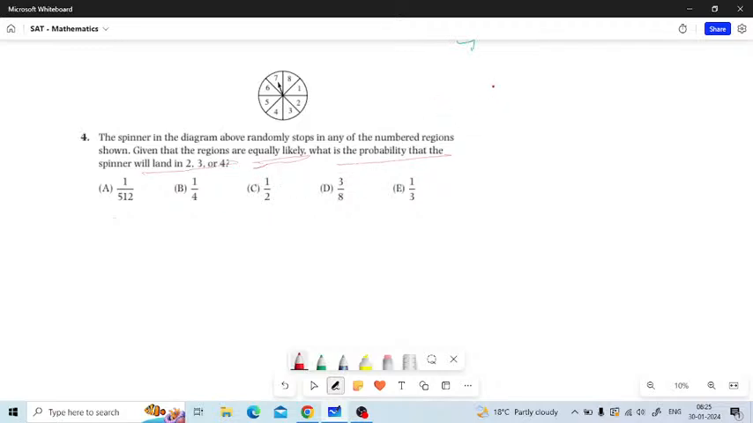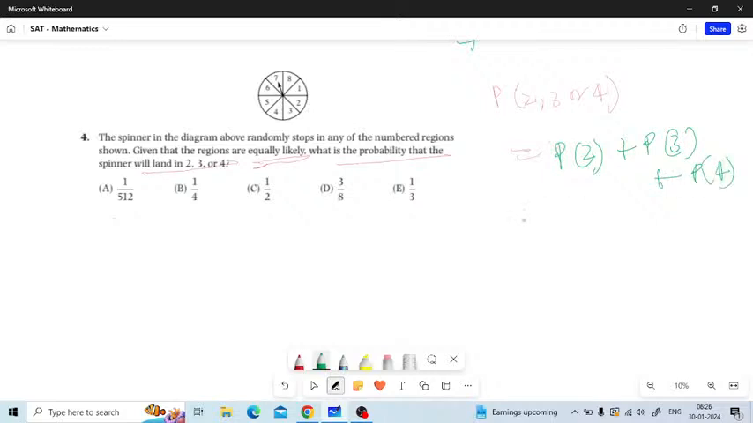So the spinner will land either on 2, 3 or 4. You will get the sample space, events. P2 could be an event, P3 could be an event, and P4 could be an event. So all are elements of the events. So you will add the probabilities of all these: probability of P2 plus probability of P3 plus probability of P4, right?